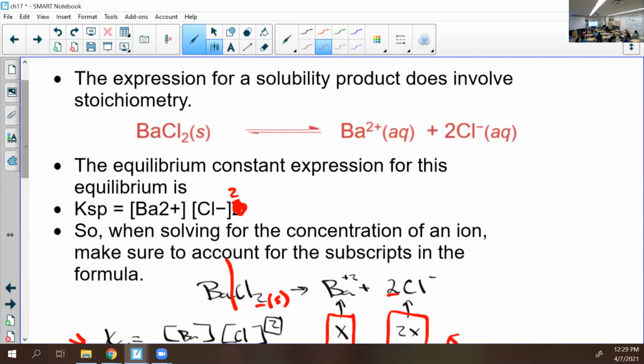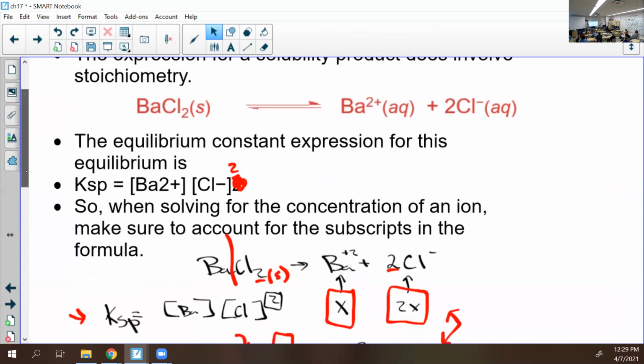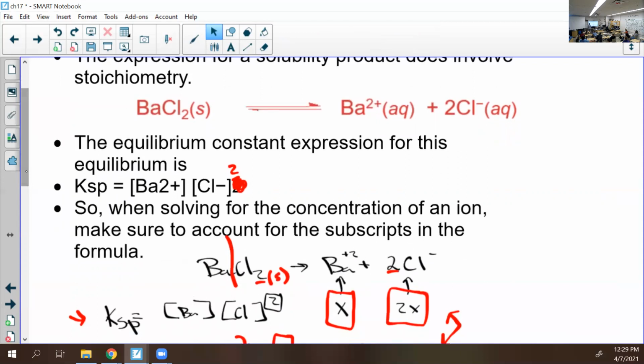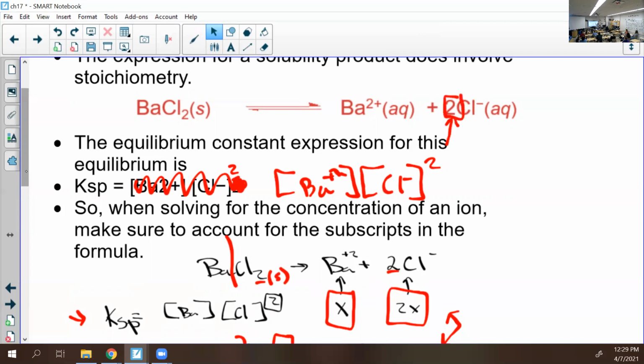This one, it's not. And I really want you to pay attention here. This is something I've taught for years, and there are kids that never get it. Here we go. BaCl2. If you come down here, the Ksp is the concentration of Ba plus 2 and then Cl minus squared. Where did this 2 come from? Okay, good. We got to remember these become the exponents in the product.